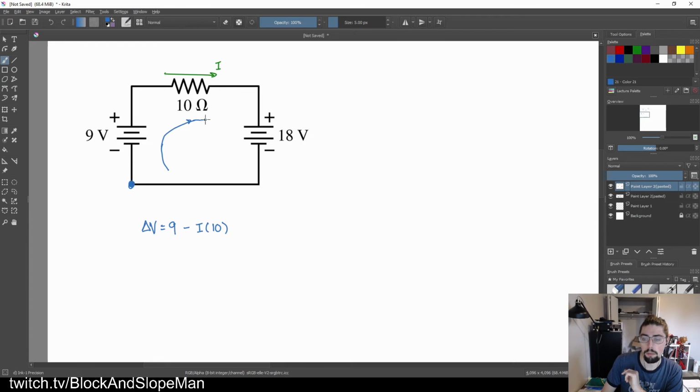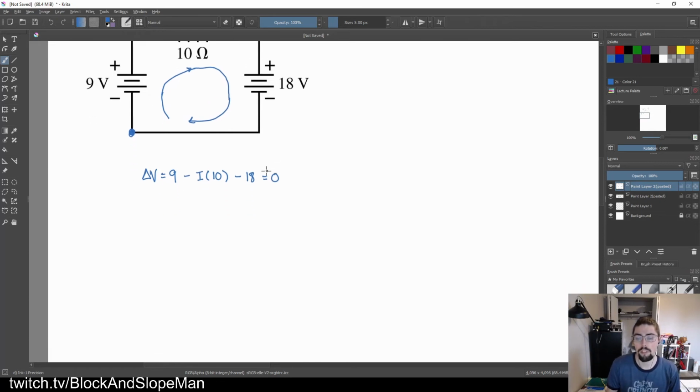Now we keep going, we keep going, we keep going. Now we're going against this battery. We're going from the positive end to the negative end, so that means we are going to be subtracting 18 volts. And I come around to the very end, back to my starting point. Nothing else in the way. Okay. Now that I'm back to my starting point, I know that everything should have summed up to be equal to 0.